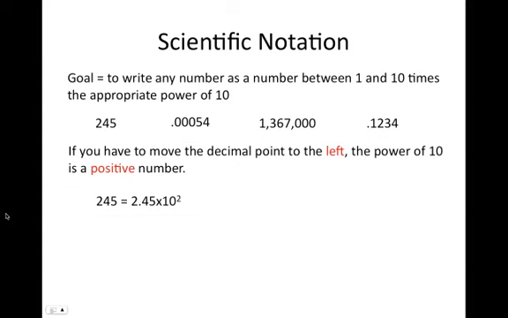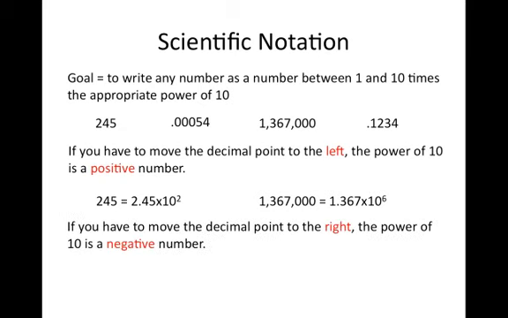The other number that needs to have the decimal point moved to the left is 1,367,000. This number, written in scientific notation, is 1.367 times 10 to the sixth. That's because the decimal point, which is usually here, gets moved 6 places to the left, 1, 2, 3, 4, 5, 6, to equal 1.367 times 10 to the sixth.